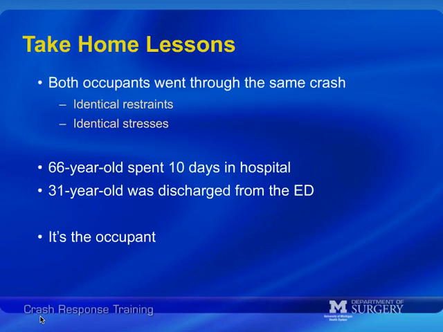So the take-home lesson for this crash is that both occupants went through the same crash. They had identical restraints, identical stresses. The 66-year-old spent 10 days in the hospital, and the 31-year-old was discharged from the emergency department. The only thing different were the occupant factors.